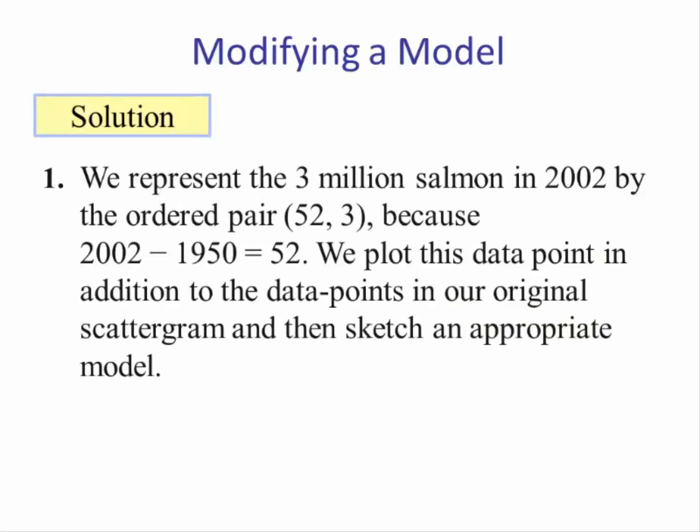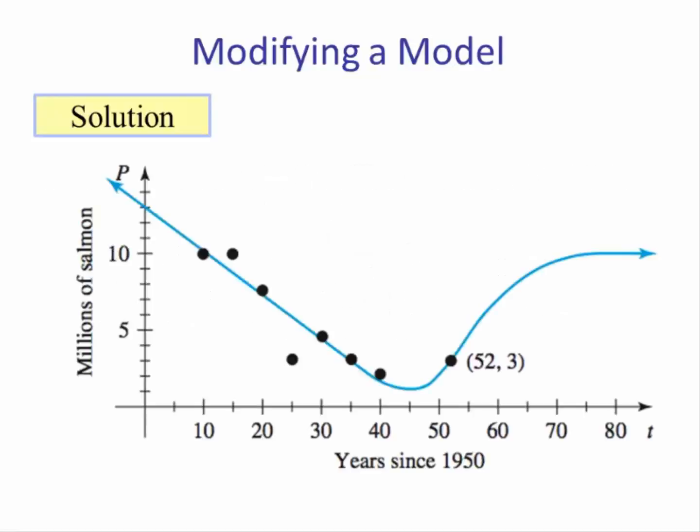Now the first thing we have to do is add our new data point. We're going to use the ordered pair (52, 3) because 2002 is 52 years more than 1950. For the y coordinate, we're going to use 3 because our units are in millions. So when we plot this original data with the new data point, this is what the scatter plot looks like.